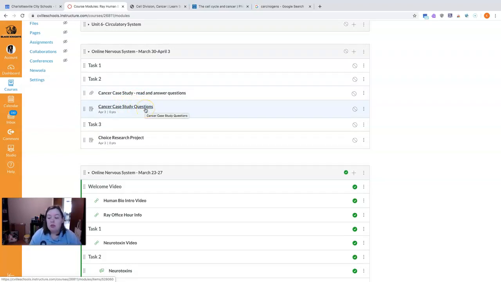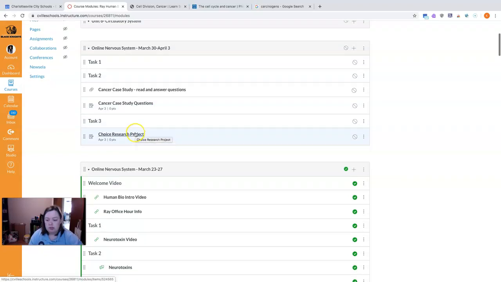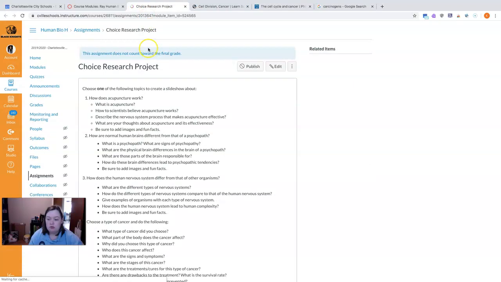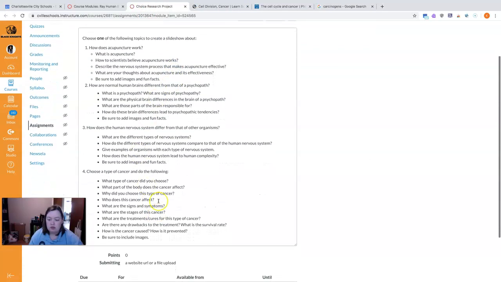And then at the end of the week, there will be a choice research project where you get to choose the type of project you want to complete. The choices are either from the nervous system unit or about cancer. So the last one is an option about cancer. The other ones are nervous systems among different organisms, what changes in the brain makes a psychopath a psychopath, and the other one is about acupuncture. So you choose one that you want to research and answer the questions.